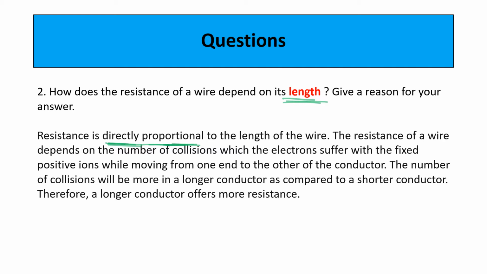The resistance of a wire depends on the number of collisions which the electrons suffer with the fixed positive ions while moving from one end to the other of the conductor. The number of collisions will be more in a longer conductor as compared to a shorter conductor. Therefore, a longer conductor offers more resistance.